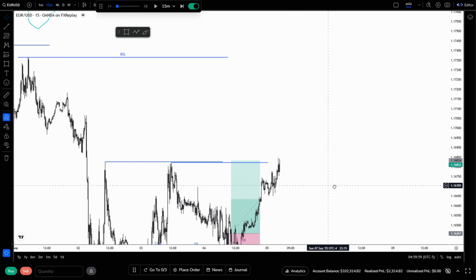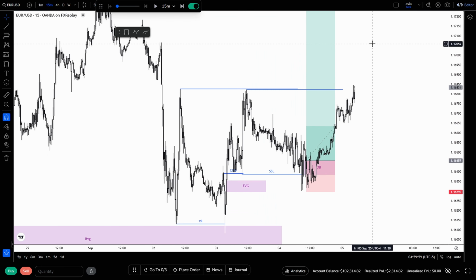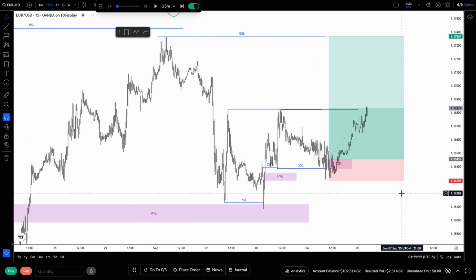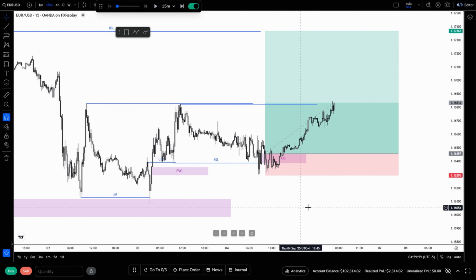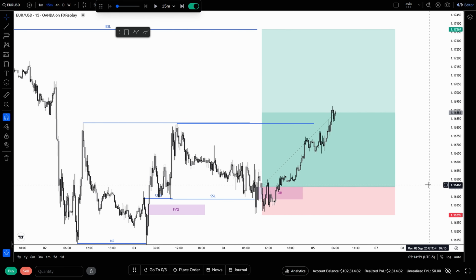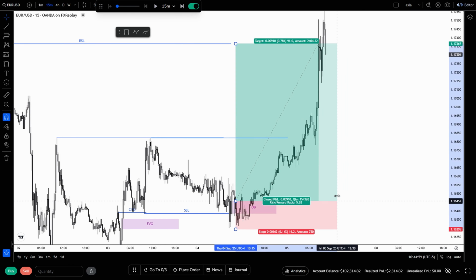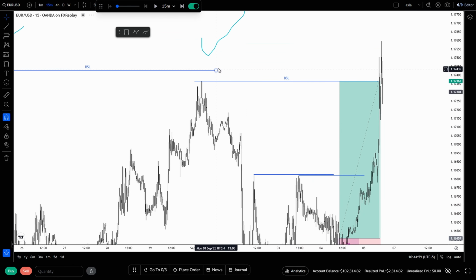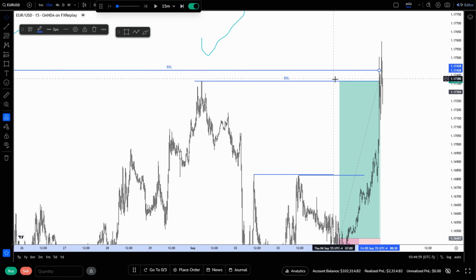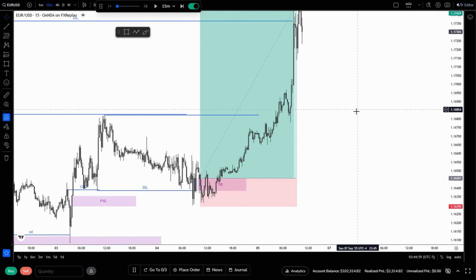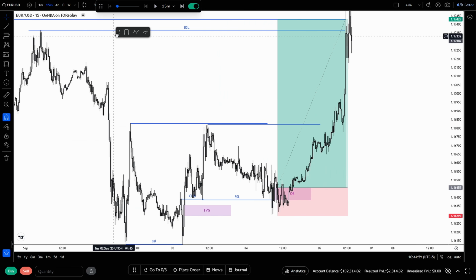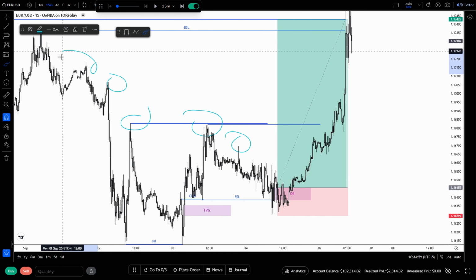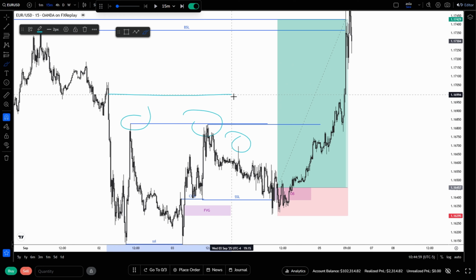Now let's talk about something important. What would have happened if we had targeted the actual extreme draw on liquidity, meaning the equal highs above? Yes, price eventually does go there and takes those equal highs as well. But I would not recommend targeting the extreme draw on liquidity as your main target. A better and safer approach is to take profits at the recent high or recent low that aligns with the draw on liquidity or at any unfilled PD arrays that price reacts from.